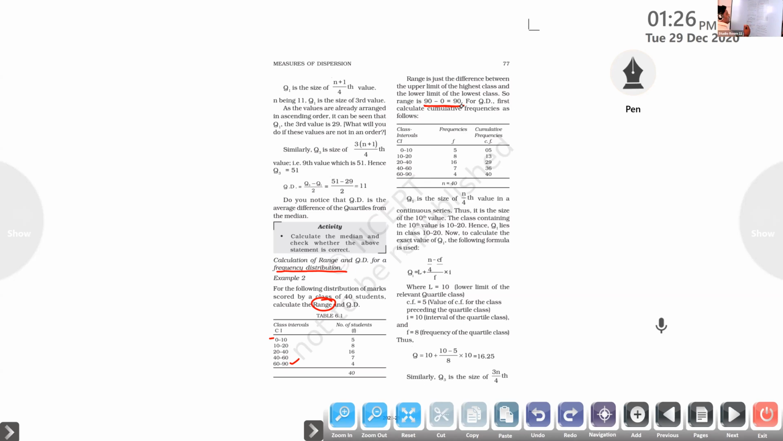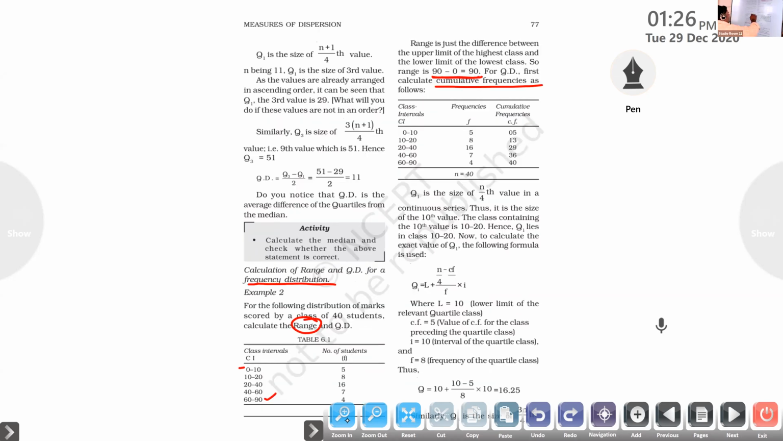Next, we are going to find out the quartile deviation. First of all, we want to calculate the cumulative frequencies as follows. Here in the textbook itself, we can see the same. We wrote the class intervals again: 0 to 10, 10 to 20, 20 to 40, 40 to 60, 60 to 90. The frequencies are the same as before: 5, 8, 16, 7, 4. There is no change, right?